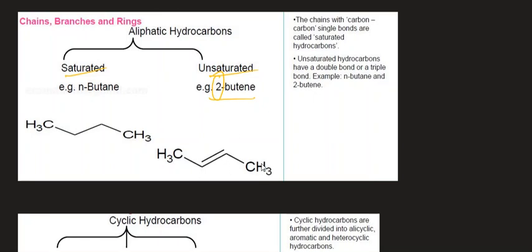So 2-butene. Okay. So this can be written as CH3, CH, double bond, CH, single bond, CH3. You must always ensure, as I already mentioned, 4 valencies around each carbon atom. 3 plus 1, 4. 1, 2, 3, 4. 1 plus 3, 4. So it is satisfied. Okay.